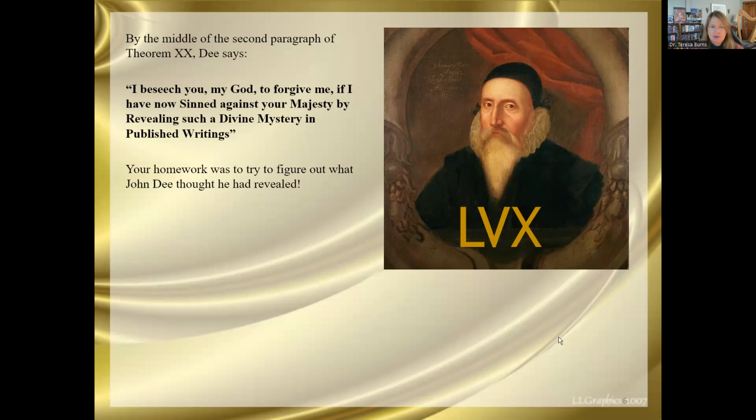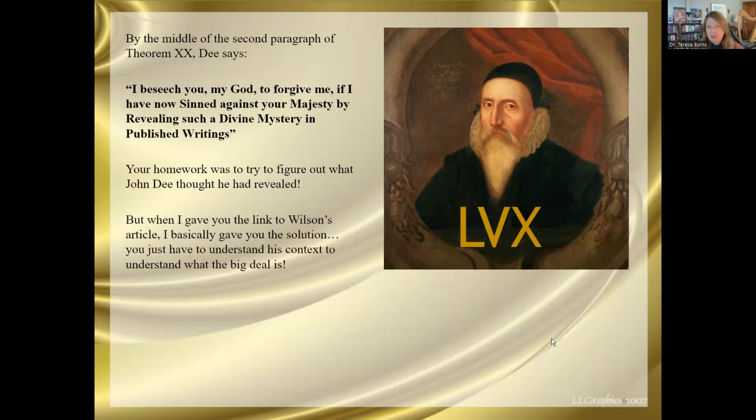So maybe it's not the words. Anyway, your homework was to try to figure out what John Dee had thought he had revealed. And in this case, no, it's not a tantric secret like in Theorem 15, but it will be significant, the time that he spent in Italy collecting manuscripts, that I think is informing this.